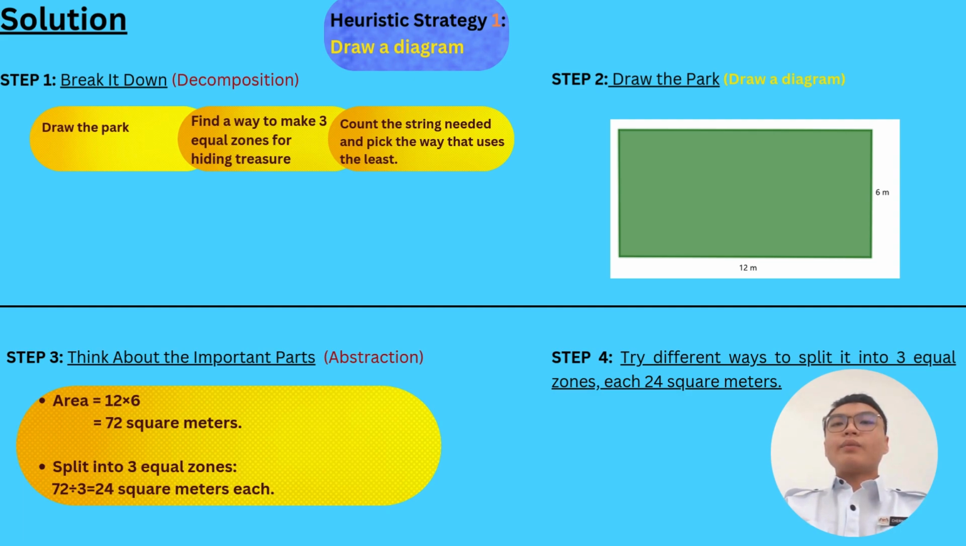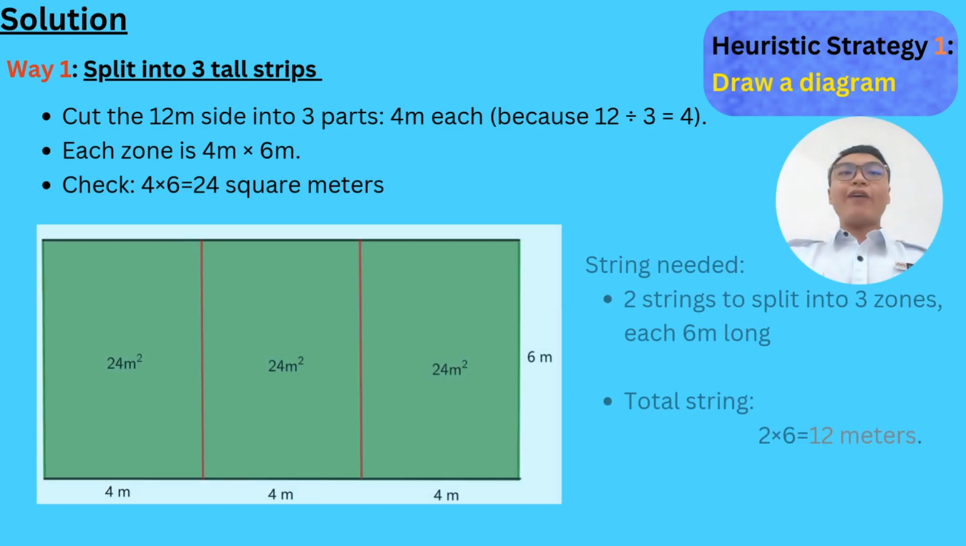Then step 4, we try different ways to split it into 3 equal zones, each 24 square meters. We have 2 ways. The first way is to split it into 3 tall strips. We cut the 12-meter side into 3 parts, 4 meters each, because 12 divided by 3 equals 4, and each zone is 4 meters times 6 meters. 4 times 6 equals 24 square meters, so it's right.